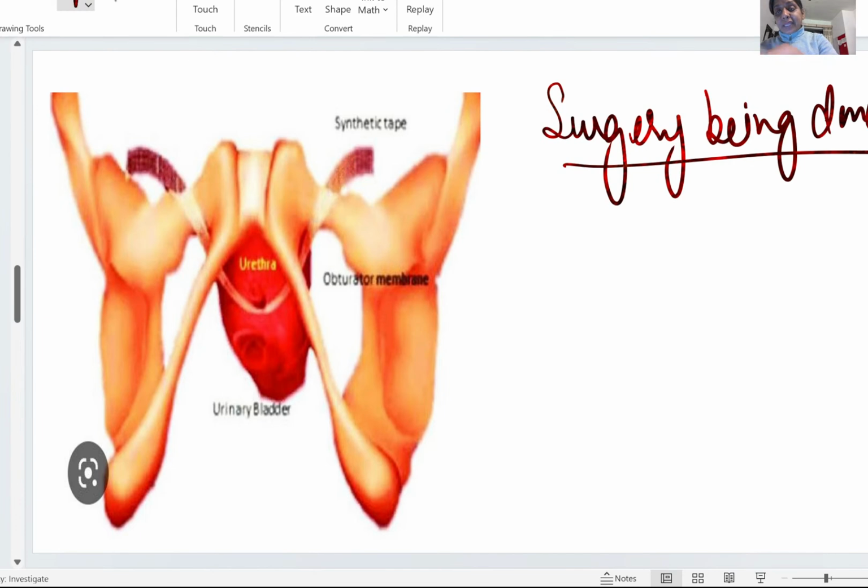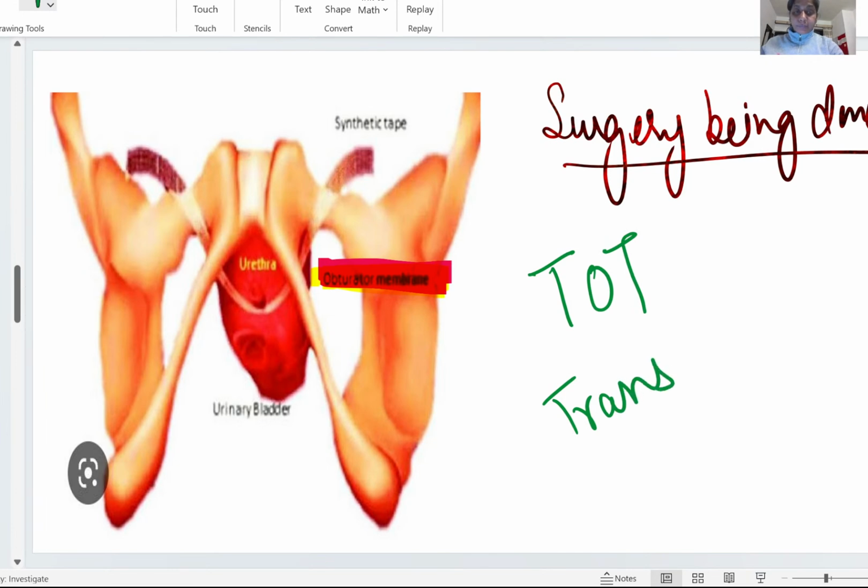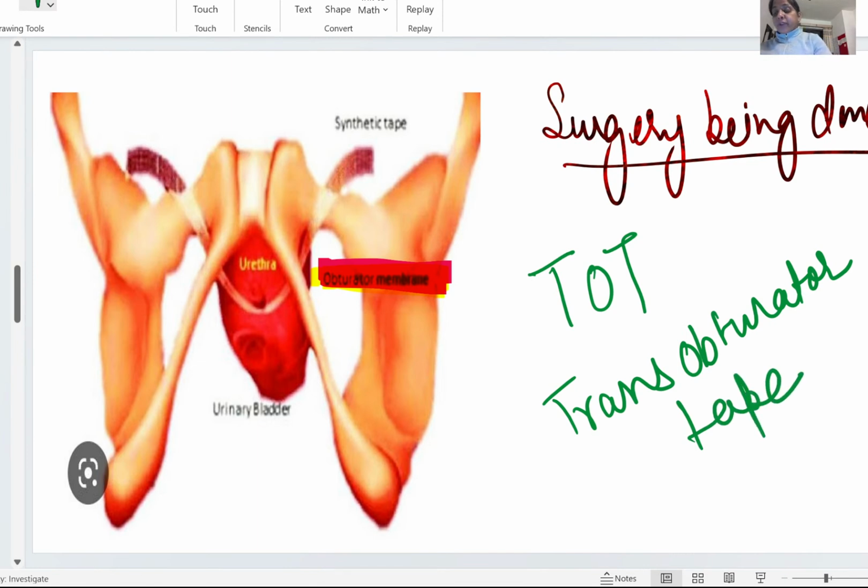As you can see, here it is written obturator membrane. So a tape is going from the obturator membrane to the urethra. So which surgery is it? TOT, transobturator tape. Very good.